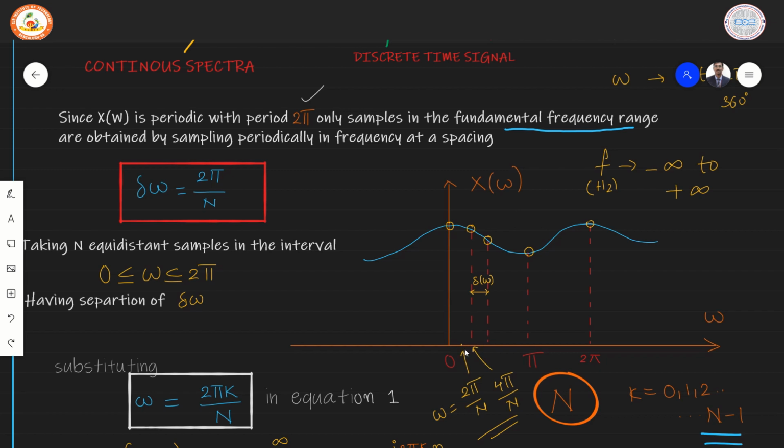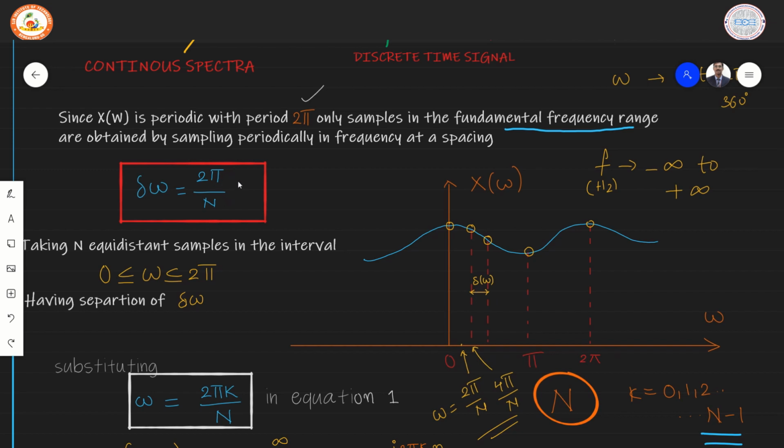Now how do you sample it? We decide a spacing which is given as delta omega, which is 2 pi by N. So the total interval from 0 to 2 pi is divided into N parts. Therefore, each part will be 2 pi by capital N. Therefore, in the original equation, called equation 1, we shall replace the value of omega with 2 pi k by N, where k is the integer multiplier.